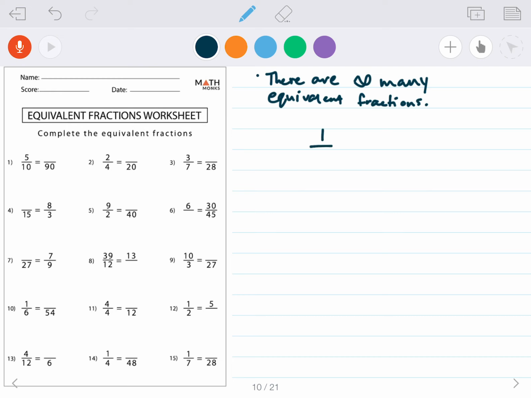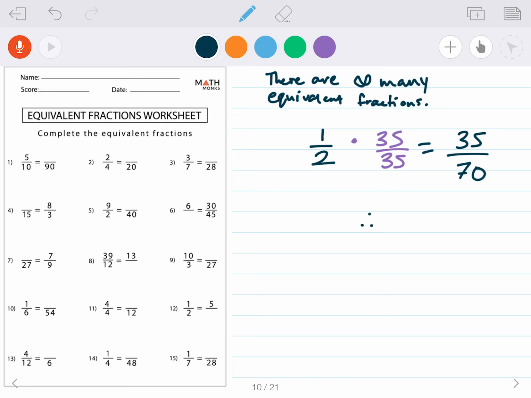So for example, 1/2, half of the cake. I could multiply this by any number, it doesn't matter. If I want to multiply this by 35/35, once again, 35 divided by 35 is 1, so this is completely legal. When I multiply straight across, 1 times 35 on top gives me 35, and 2 times 35 on bottom gives me 70.